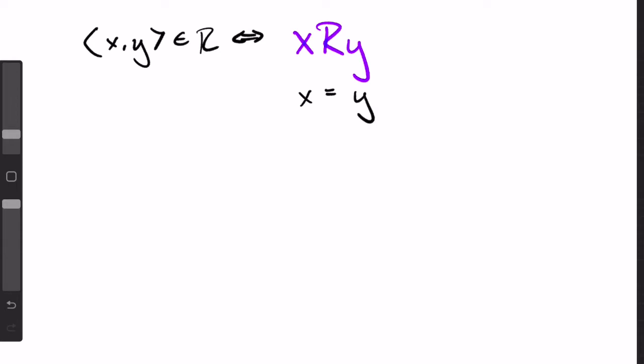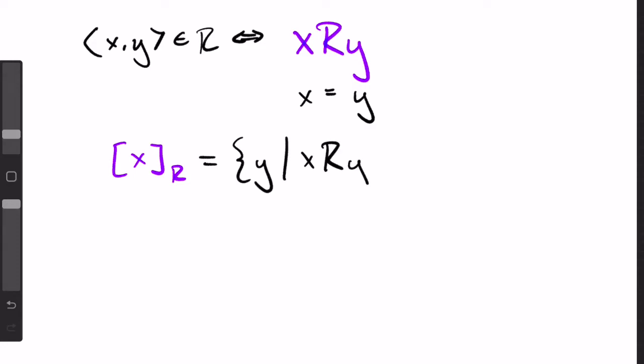In that case, a formal definition of the equivalence class of x by the relation R would be bracket x sub R equals the set of all y such that x R y, or using equals, the set of all y such that x equals y. Basically, it's the set of everything that is equivalent to x according to whatever equivalence relation we've decided to define.